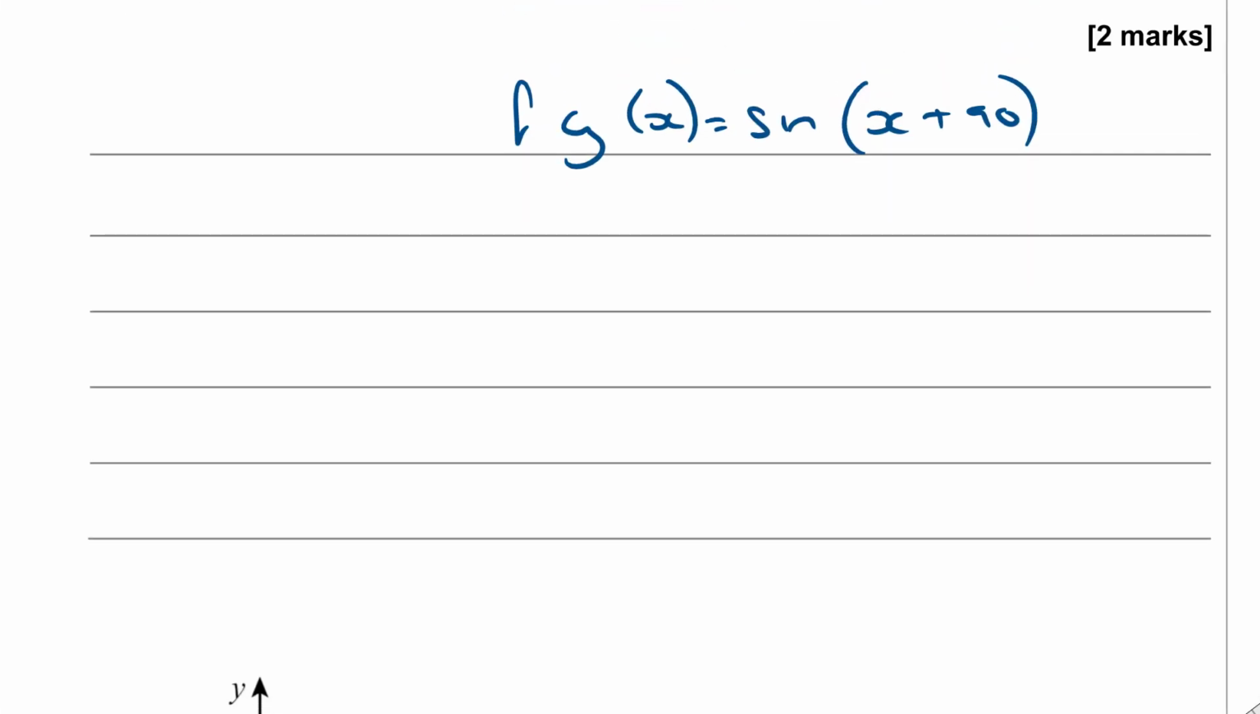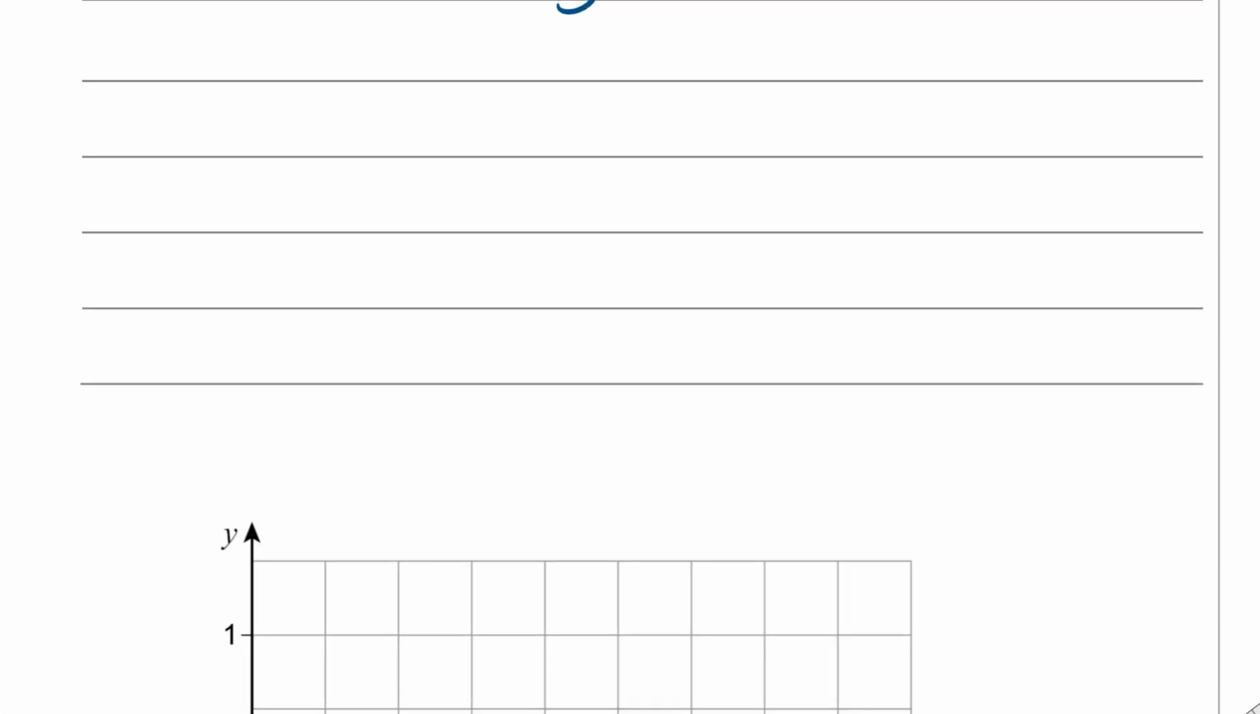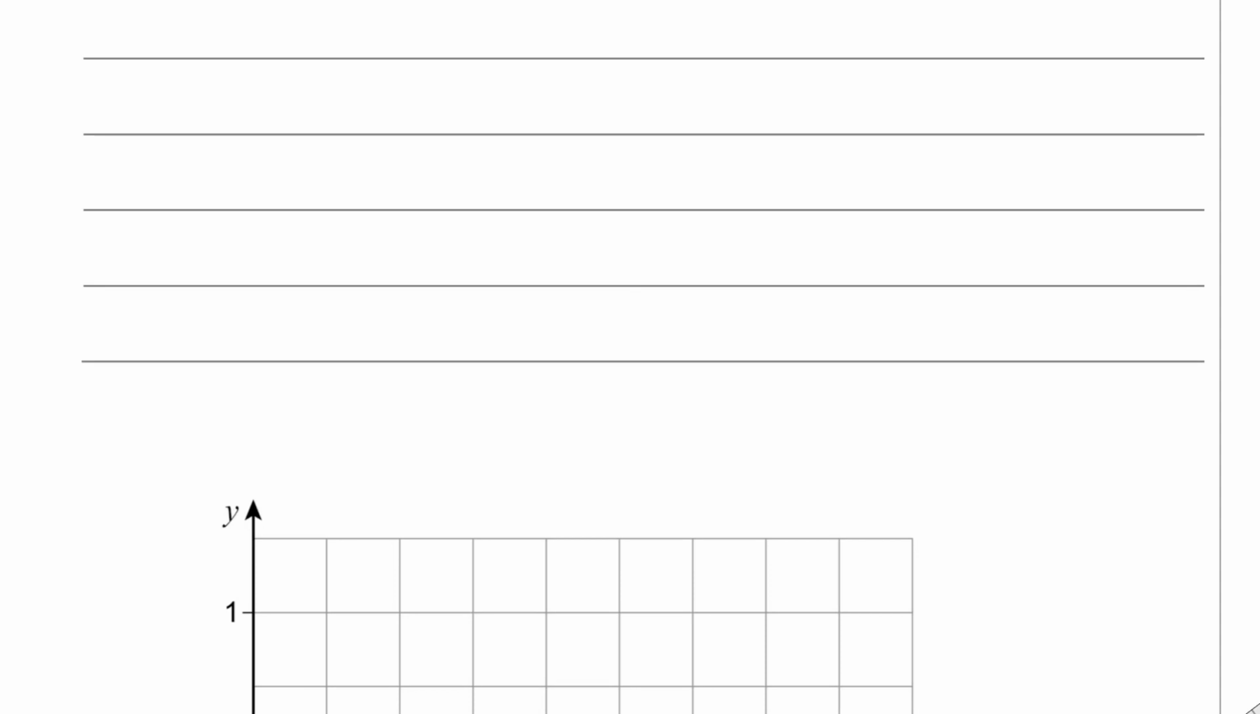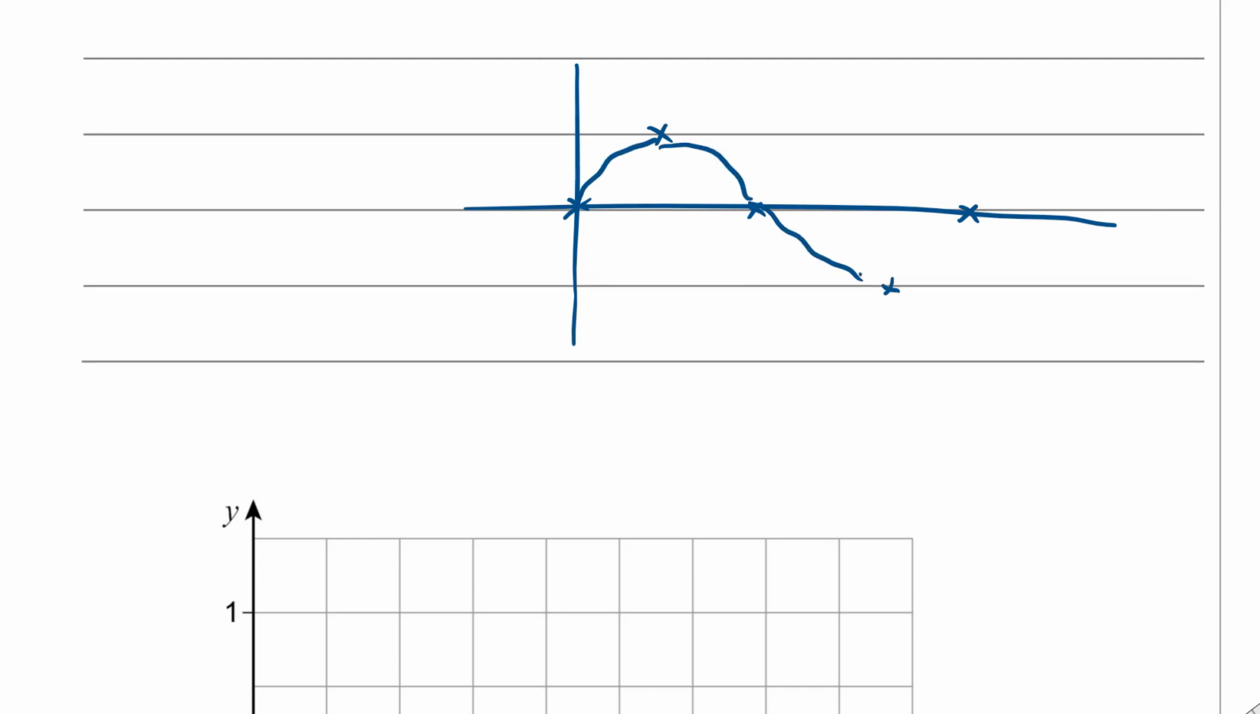Oh, they haven't given us a nice sine curve to translate. Basically, this is going to be a translation of your sine curve, isn't it? Now, a normal sine curve starts at 0, 0. It goes up to 1 at 90, and then back down to 0 at 180, and then down to minus 1 at 270, and then back up to 1 at 360. So a normal sine curve looks like this.